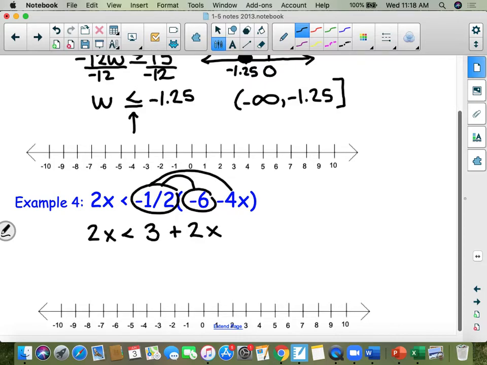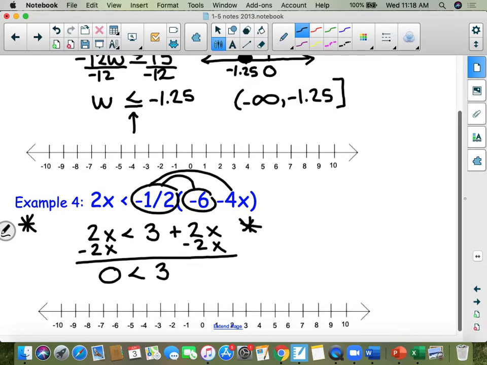I'm going to bring the 2x over to the other side, and I'm going to get 0 is less than 3. That's what's going to happen. I like this one. This is a special one. What happens when you eliminate your variable? What happens when you only have a number?